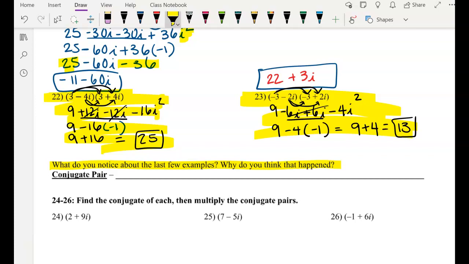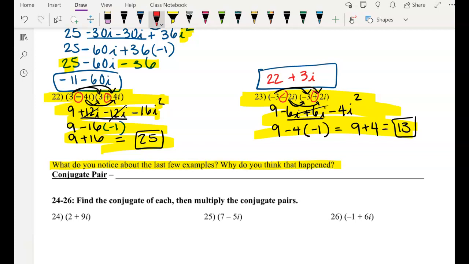So hopefully you're saying that the final answer comes out to be a real whole number, because can you guys see that the two binomials are exactly the same, except for the sign in the middle? That's the only thing that's different between them, okay? So I notice in the last two examples, the signs in the middle are opposite of each other. So the answer is a real number.